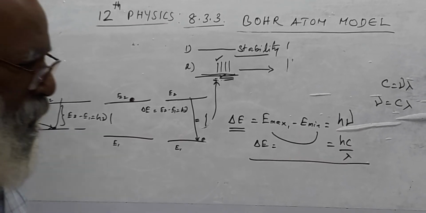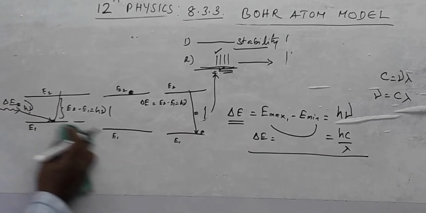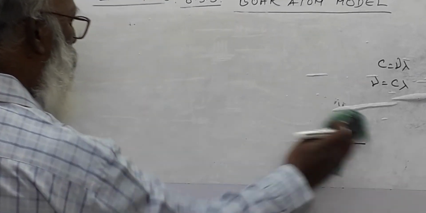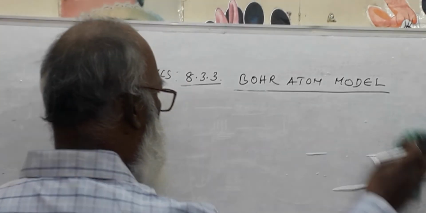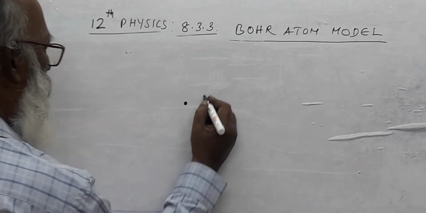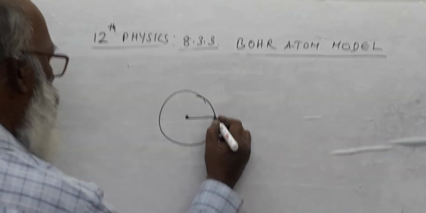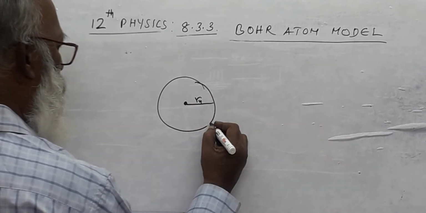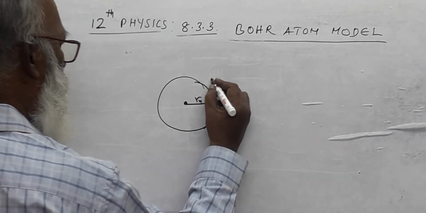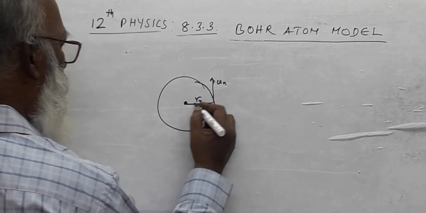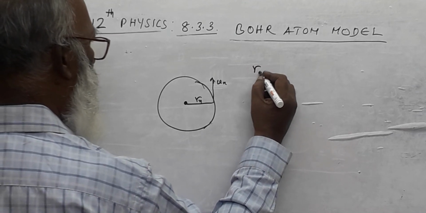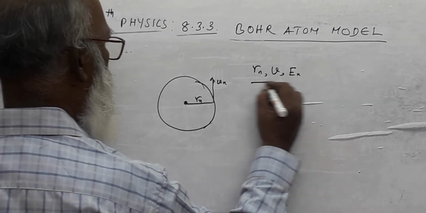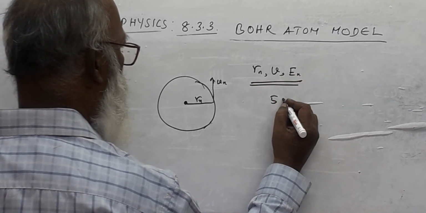Very good. Next, we are going to derive expressions for the orbital values when the electron is revolving in the orbit. Assume the radius Rn and the linear velocity Vn, then find the velocity Vn. You have to find the value of Rn, Vn and the energy En. This is a very good 5-mark question.